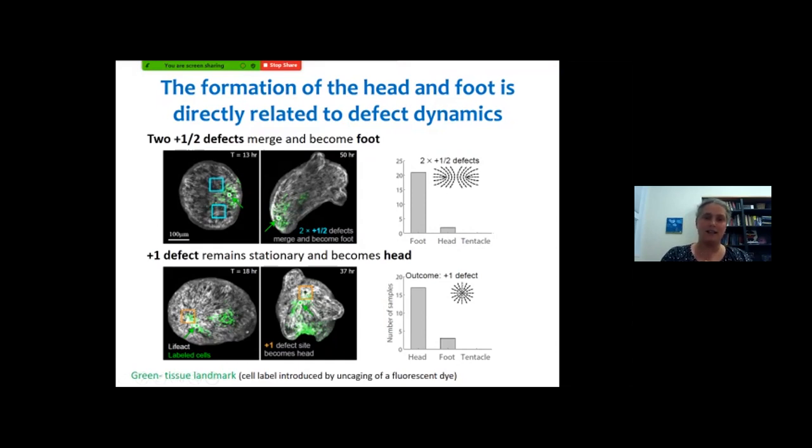I want to emphasize that by looking only at the dynamics of the actin fiber orientation field, we can identify the sites that will become the foot and the head very early on, way before any structures or cell differentiations occur in these regions.